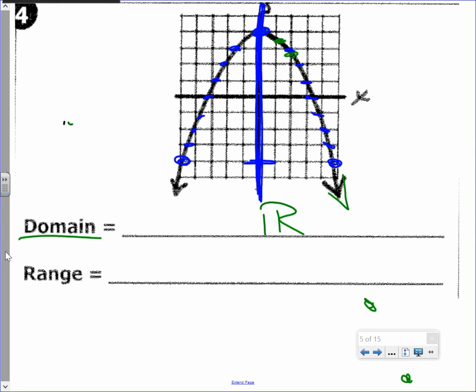But it stops. Y can't be anything greater than 4. If y is 5, there's no values for the function at this height. So it only goes from 4 and below. So my range is y can be less than or equal to positive 4. Any numbers on the real number line that are less than or equal to 4, that's your range.